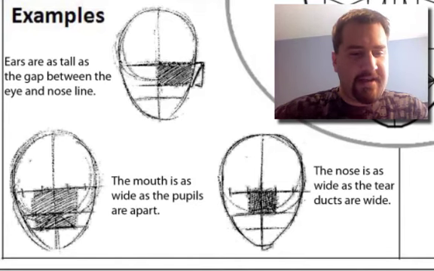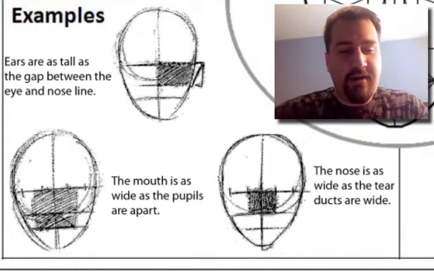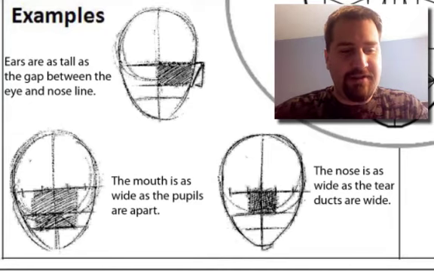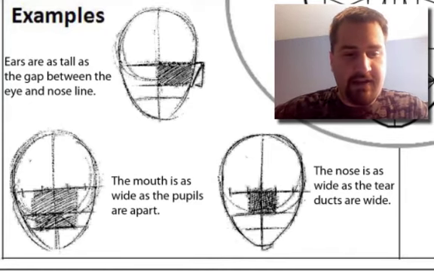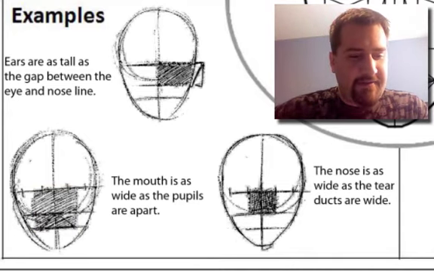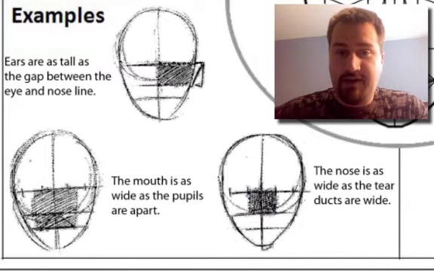Over here we just have examples where I've shaded in the gaps of the face to show you ideas of proportion. Here's an example at the top on how large the ears are. Once again, they're between the eye line and the nose line. The mouth is as wide as the pupils or the iris are apart, and it fills that gap. And finally, the nose is as wide as the tear ducts are wide on your eyes.